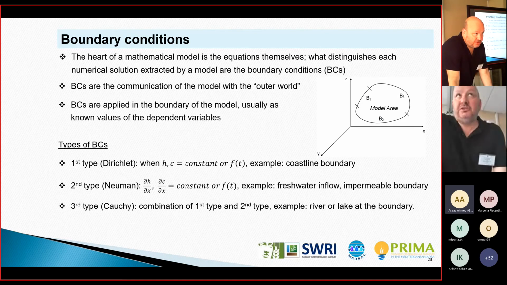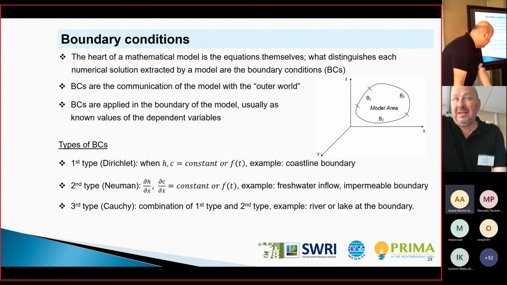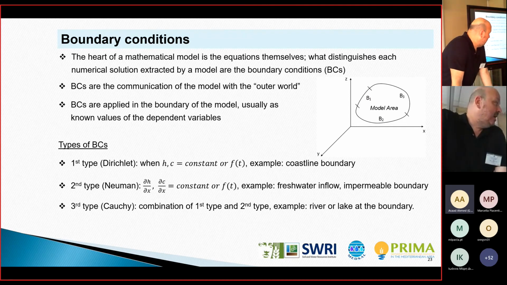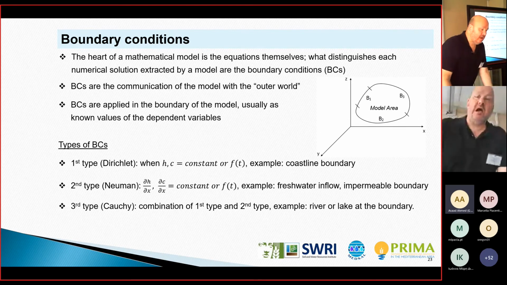The third type, or Cauchy type of boundary condition, is a combination of the first two types. An application example is when we have a surface water body, a river or a lake, that communicates in hydraulic connection with the aquifer.